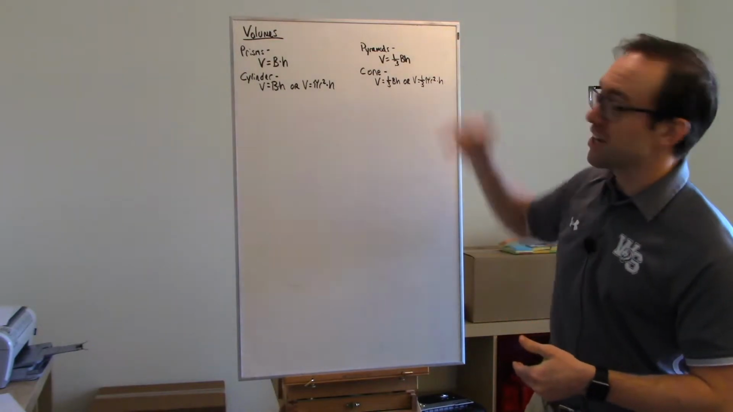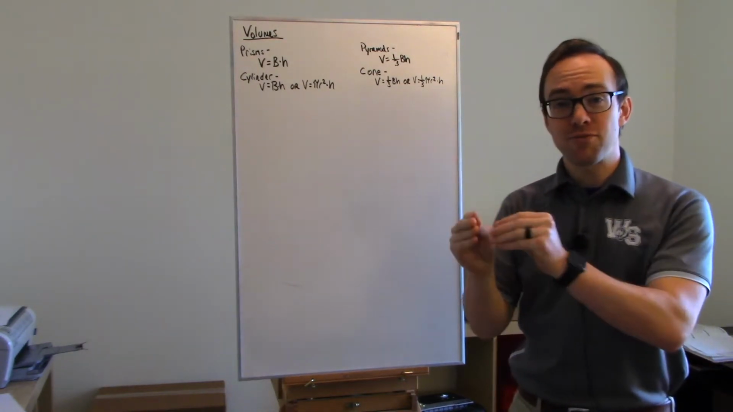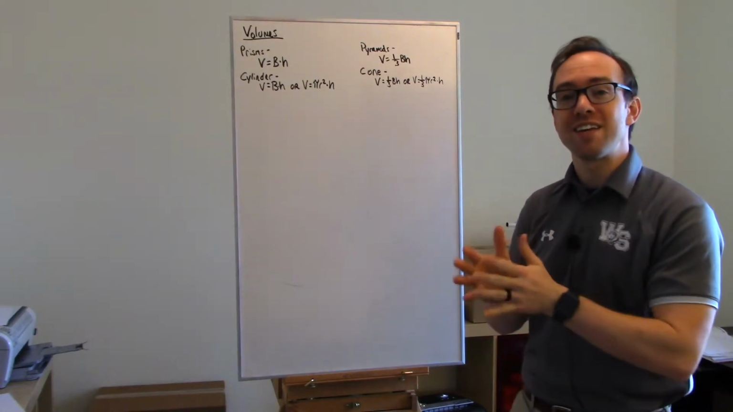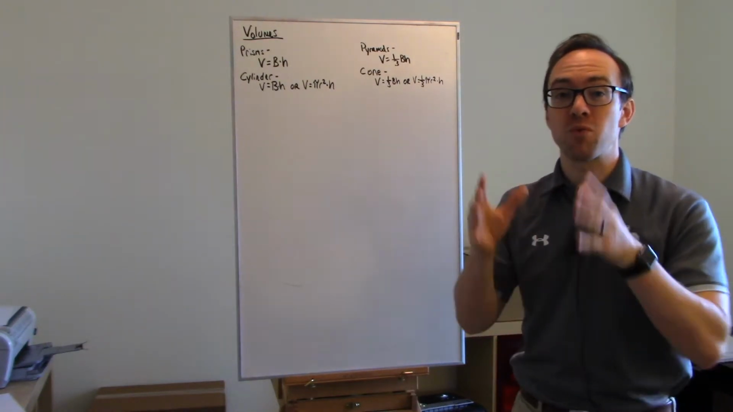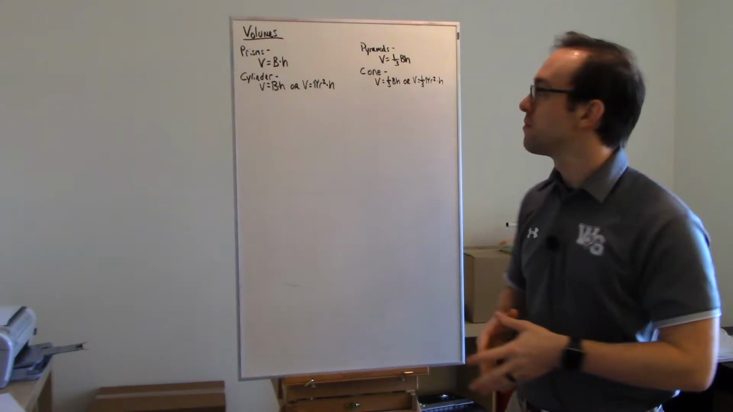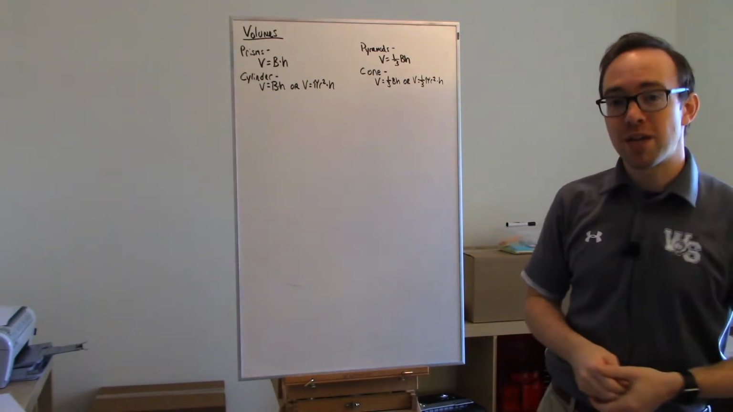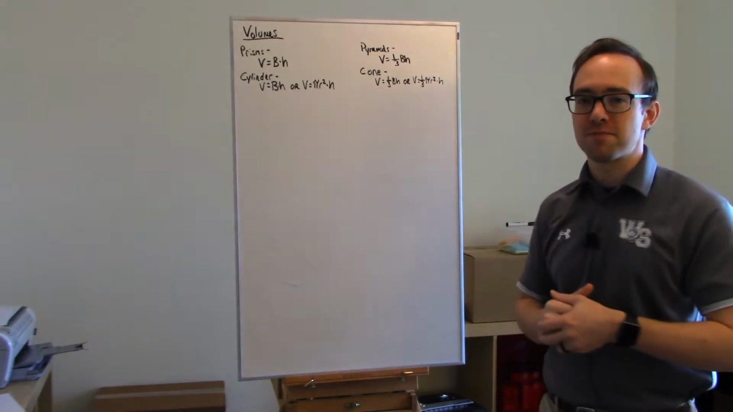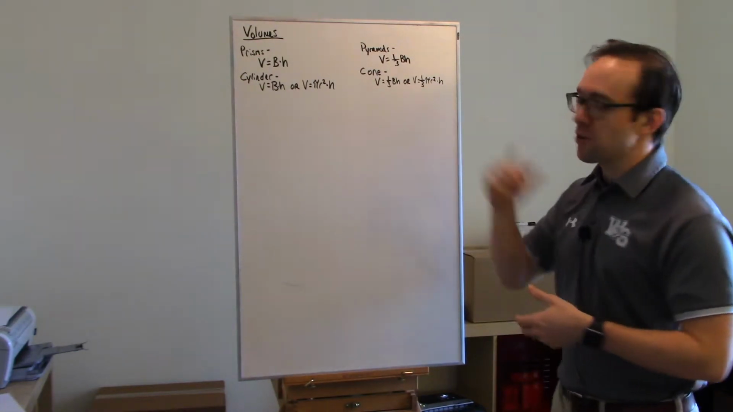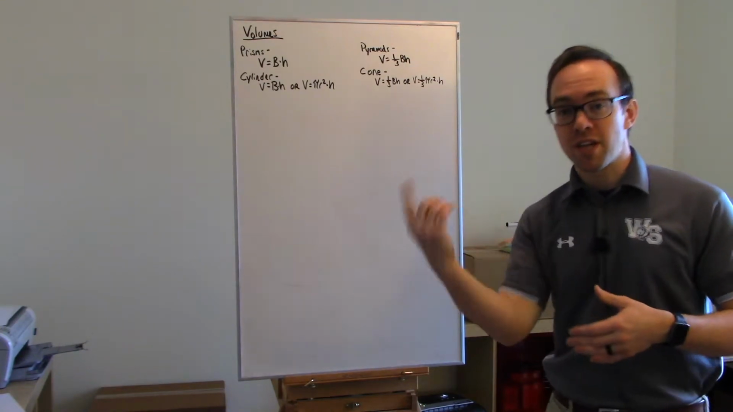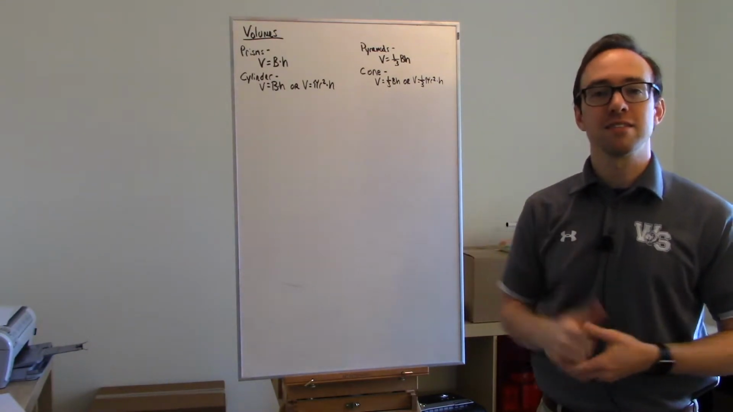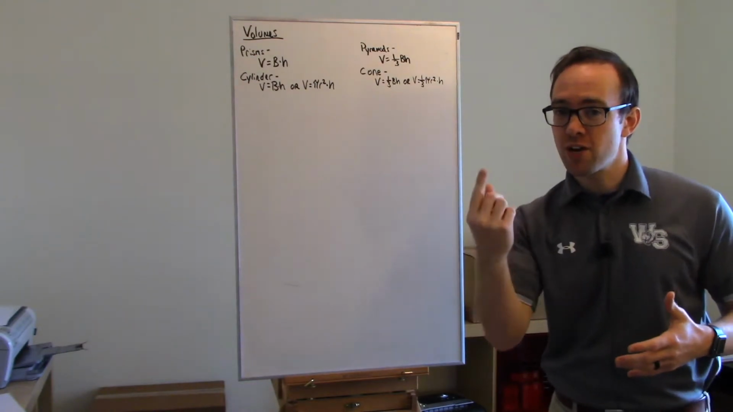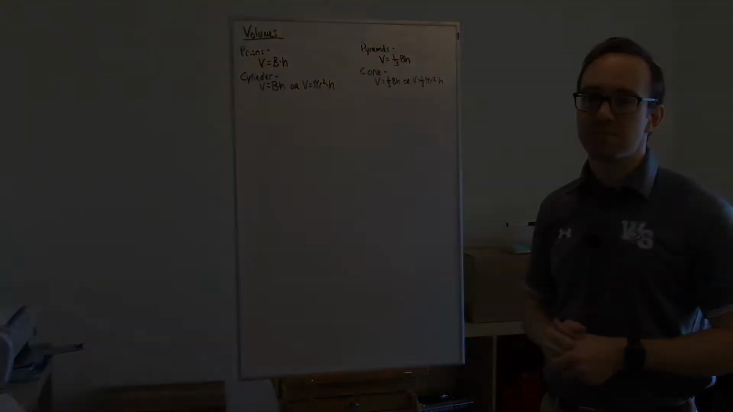For pyramids and cones, all you're going to see different from the prisms and cylinders is that you're going to take the volume and multiply it by 1/3. So the volume of a pyramid is 1/3 the area of the base times the height. And for a cone, same thing, 1/3 the area of the base times the height. And for a cone, that will always be pi r squared times the height.